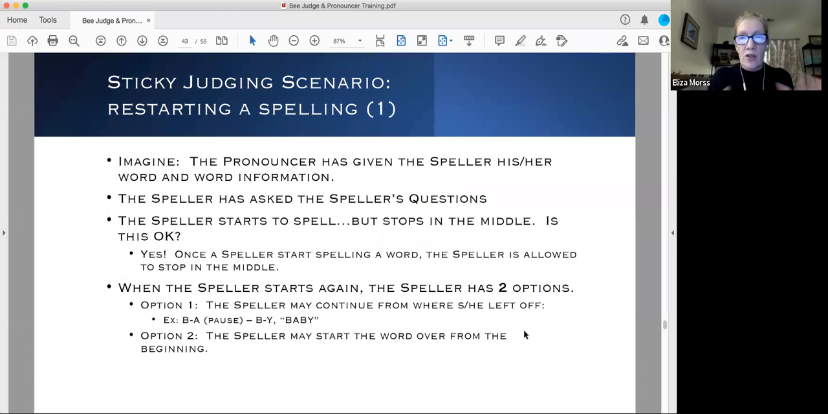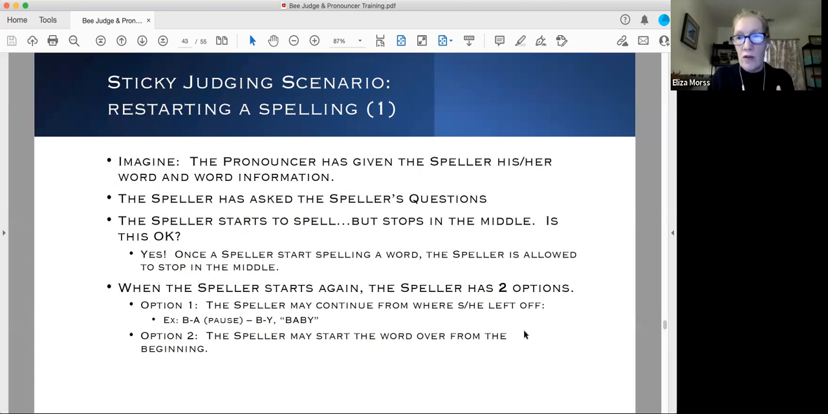So imagine the pronouncer has given the word, and the spellers ask the questions or not. The speller starts to spell and stops in the middle. Is this okay? The answer is yes. Once a speller starts spelling a word, the speller can stop in the middle, and it can happen in a variety of ways. My word is baby, B-A, pause for reflection, or just pause for breath, or any number of things, but you can have this pause. Okay, so the word is baby, B-A, pause, what happens?